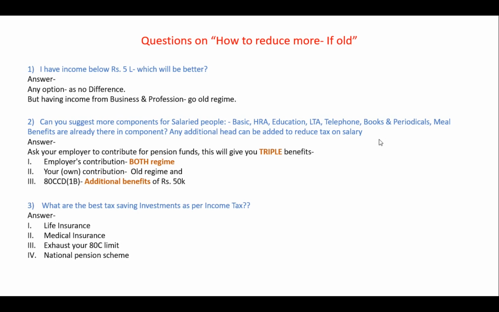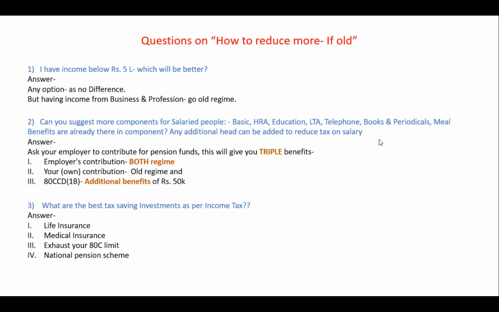Third, exhaust your 80C limit. You can exhaust your 80C limit by investing in ELSS funds, but if you are risk averse, then you can invest in PPF, Sukanya Samriddhi, NSC, which give you guaranteed returns. Fourth, National Pension Scheme. As I discussed in the previous question, you can restructure your salary and ask your employer to contribute to the NPS.